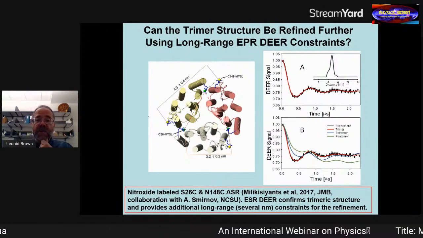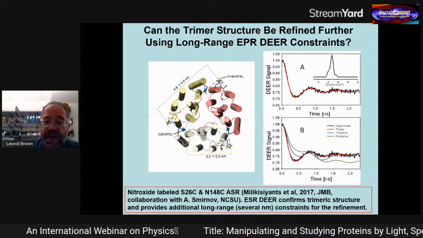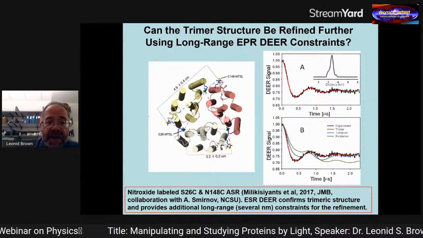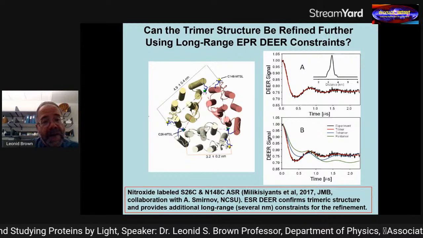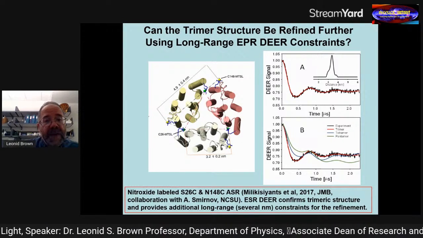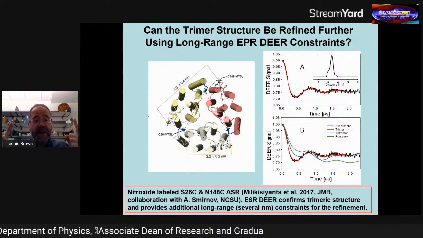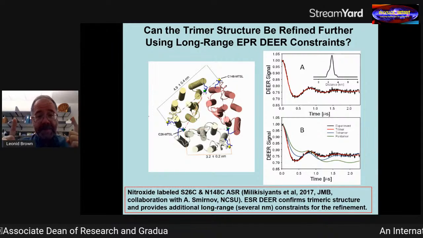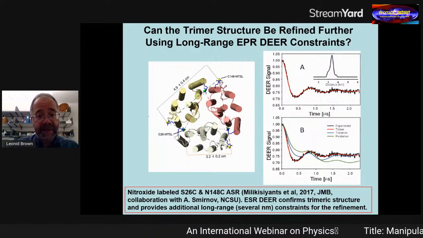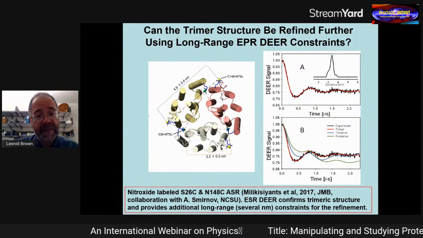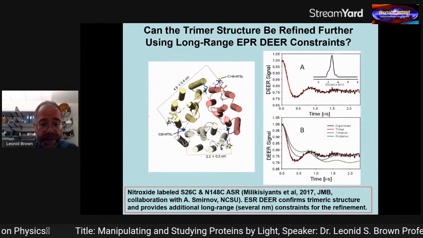Later on, we decided to improve our model, and we collaborated with people who are doing electron paramagnetic resonance. We used the same labels which were used for paramagnetic relaxation enhancement. Now, our friends in North Carolina did DEER spectroscopy. This is where you're measuring dipolar coupling of electron spins on the labels you introduce. And this modulation is very sensitive to the number of spins. So they could verify we have trimers, as you can see here, and they could also improve the model.